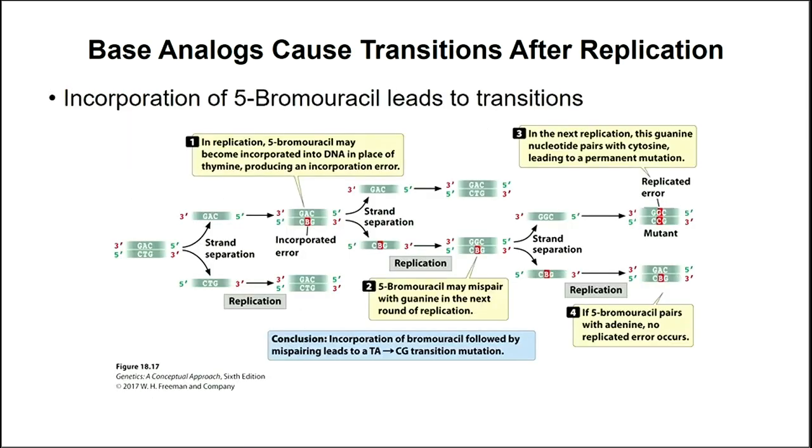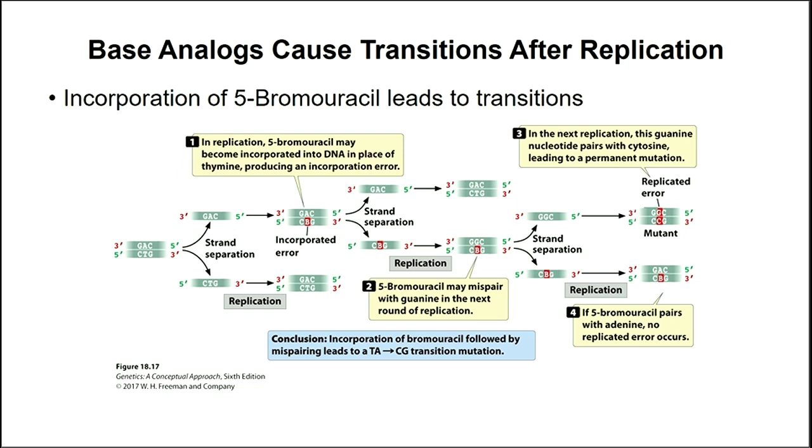So here's an example of this, right? Let's say 5-bromouracil is in the cell. When the DNA is being replicated, the DNA polymerase incorporates that bromouracil across from the A instead of a thymine. Okay? So we've incorporated the error. Then now we're going to replicate it.